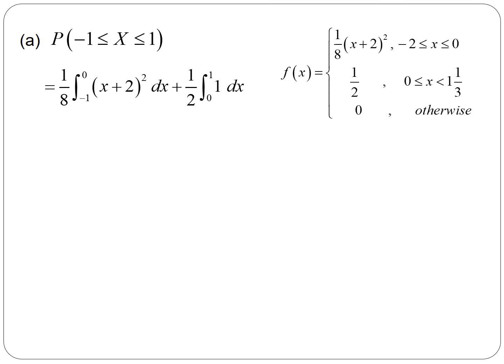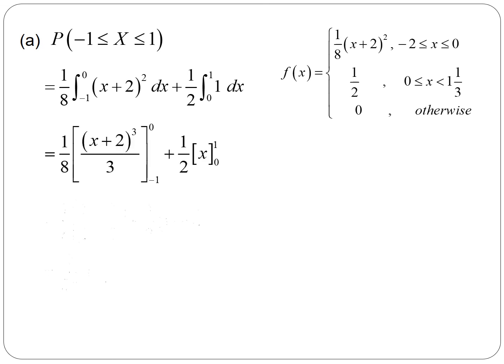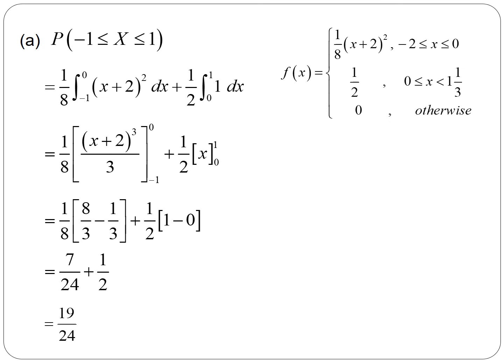So from -1 to 0, the function is (x plus 2) squared over 8. From 0 to 1, the function is a half. You integrate, you substitute the limits, so you have 19 over 24. So here, in finding the probability of a continuous random variable, you must be skillful in integrating. So if you feel that you are not familiar with the integral rules, you look back in your Term 1 notes.